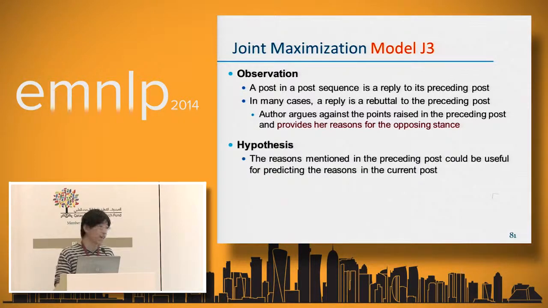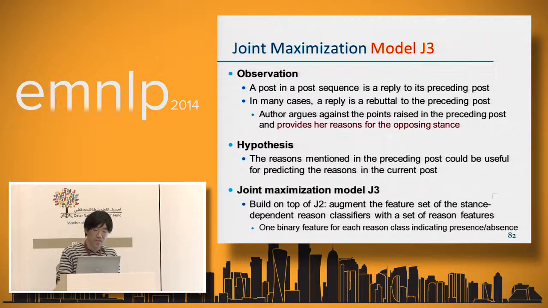And because of this observation, we hypothesized that the reasons mentioned in the preceding post could be useful for predicting the reasons in the current post. And so in our joint maximization model J3, which is built on top of J2, we augment the feature set of the stance-dependent reason classifiers with the set of reason features, with one binary feature for each reason class, indicating the presence or absence of that reason predicted for the preceding post.